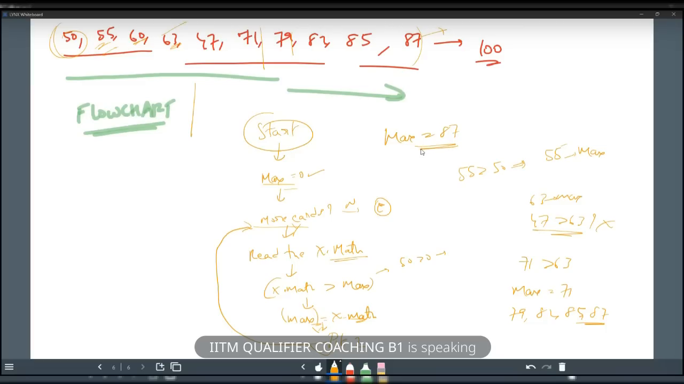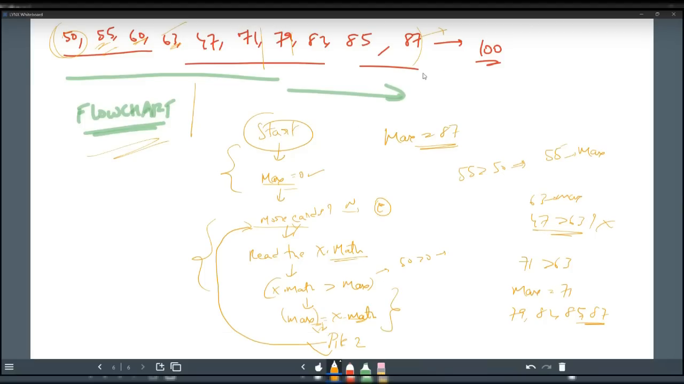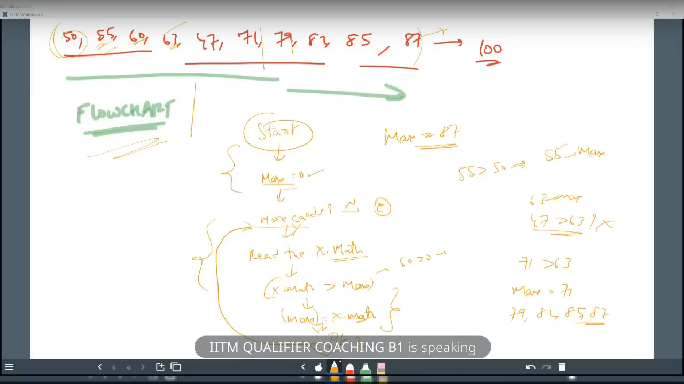It is 87. Yes, you can see that the exact same result is obtained using a flowchart. It is possible by using flowcharts also, and this is what the actual flowchart of finding max marks is. Am I clear? Yes, sir. So with this example, you must be able to understand that using flowcharts also gives the same results.